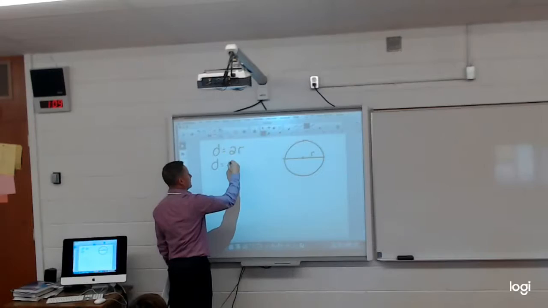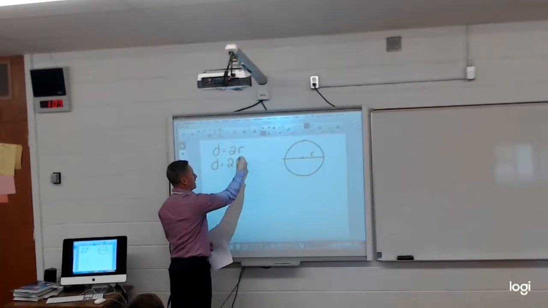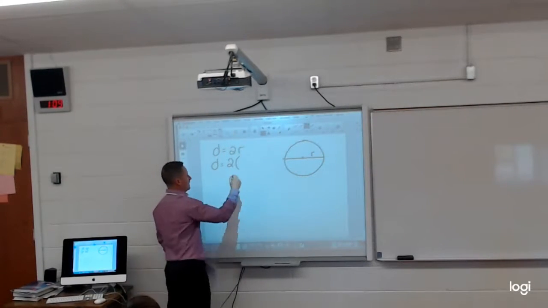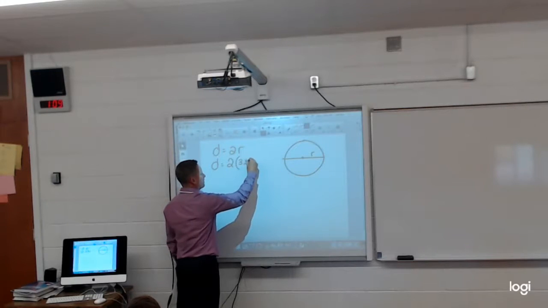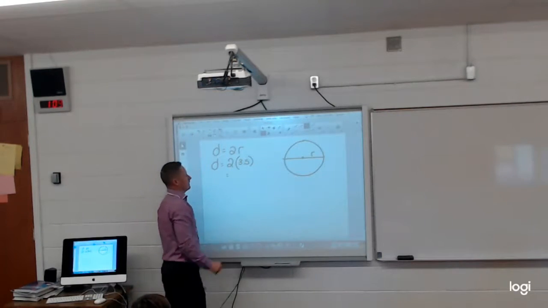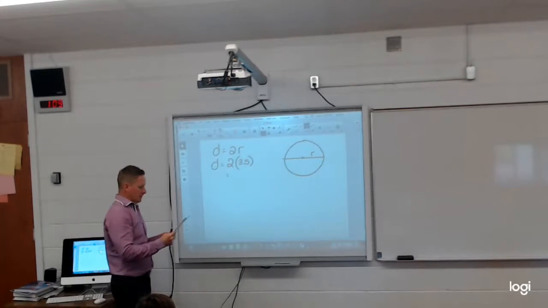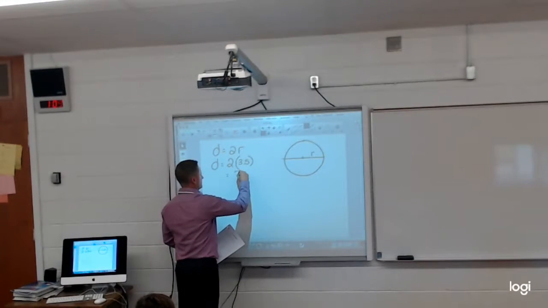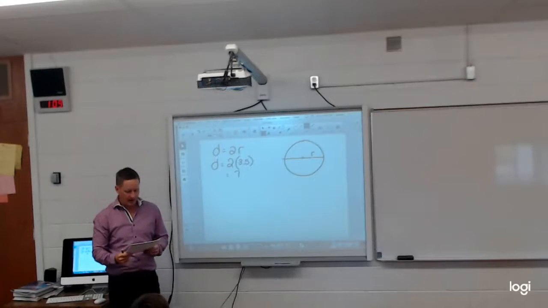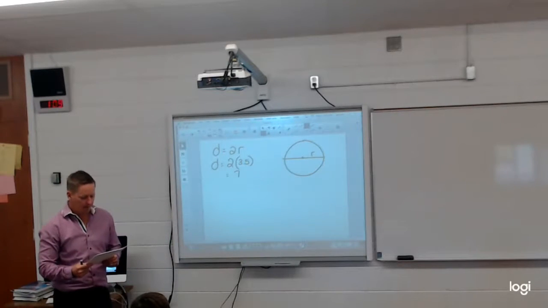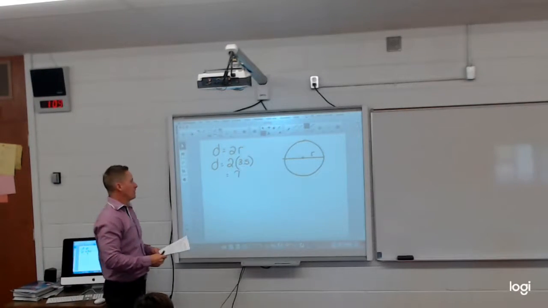If I want to find out what the diameter is, I take the radius. In this case, they gave you a value of 3.5. I substitute it in and multiply it by 2. So my solution then is 7. Correct? Yeah. All right.